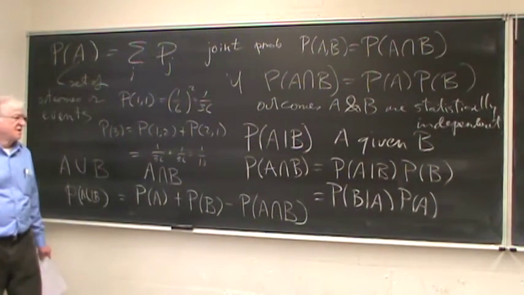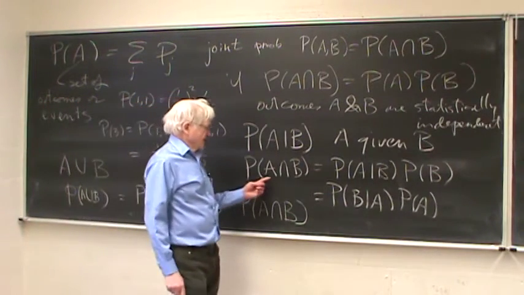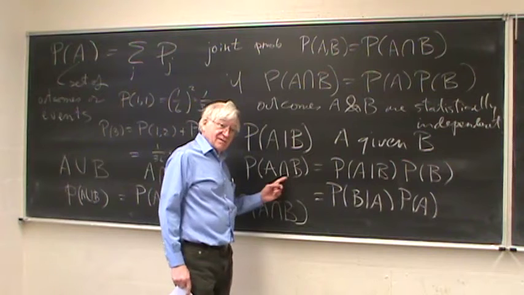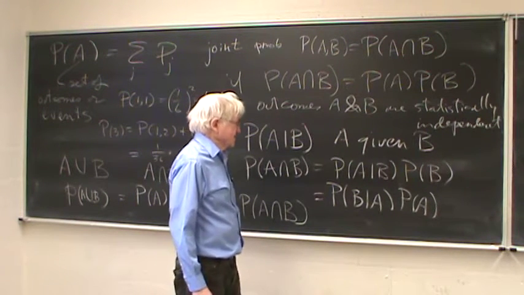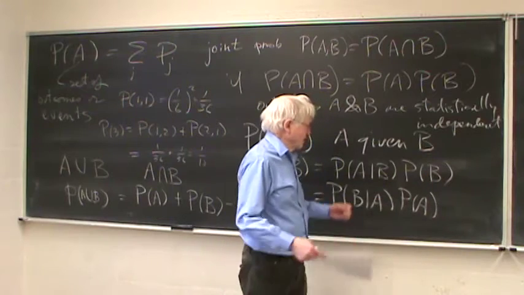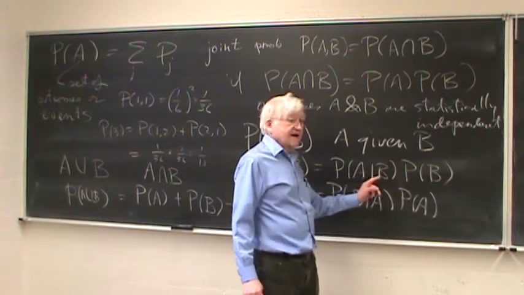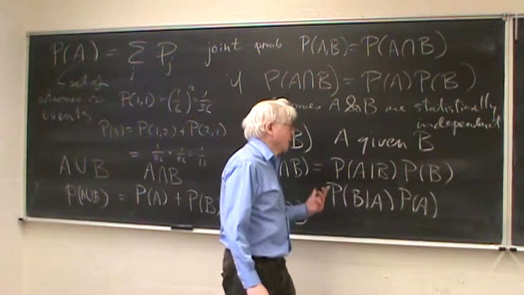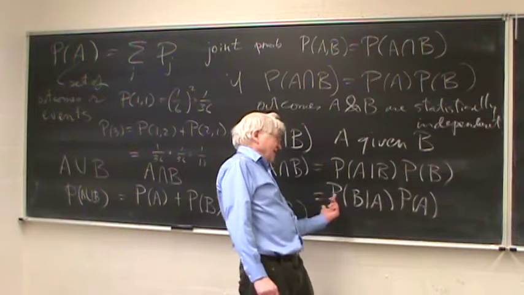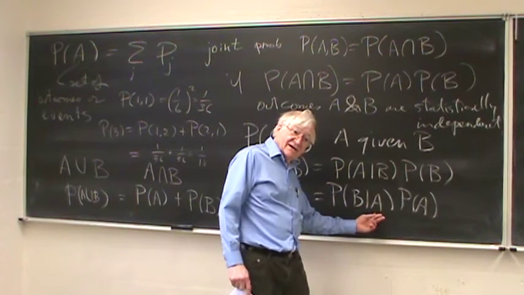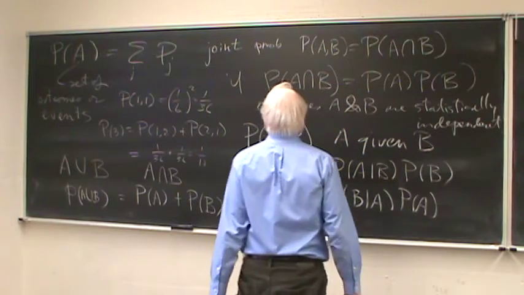Okay, so let's think about these two. Probability of getting both A and B, of an outcome being in both sets, is the probability of B. Now, once you have B, you multiply that by the probability of getting A given that you've got B. Or equivalently, it's the probability of getting A, times the probability of getting B if you've got A. Okay? All right.